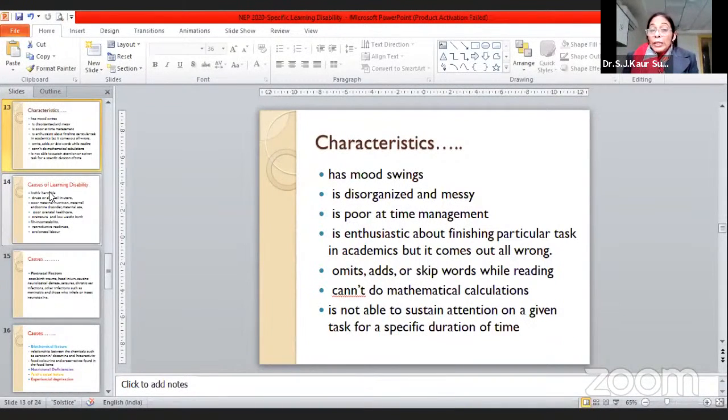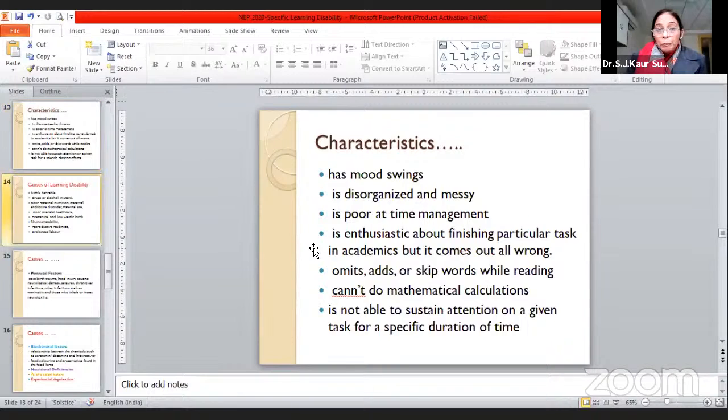And another is that they are not able to sustain attention on a given task. If you give them some work, they will not be able to do it for a longer time, because their attention span is very short. Their attention is lost very quickly. They do only a little bit and then their attention ends, and then they pay attention to other things.